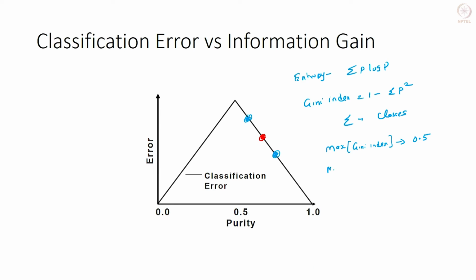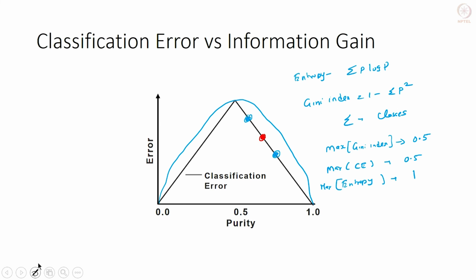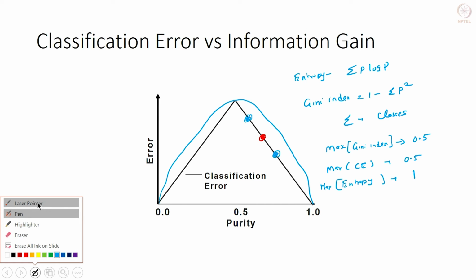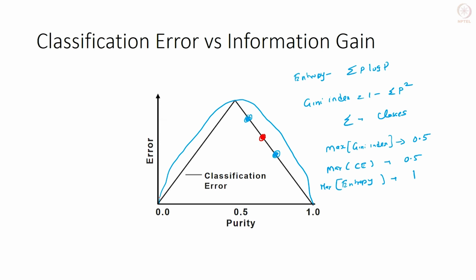Same thing for the classification error, the maximum value of the classification error, I will call this CE, is also 0.5. For the entropy, for a 2 class problem, the maximum entropy is 1, okay. So, if you plot all of them, for the Gini index it is a concave function, much smoother than what I drew here, it is 1 minus P squared. The entropy is something more like this, because the value can go up to 1. They all reach their maximum value at P equal to 0.5 for a 2 class problem.